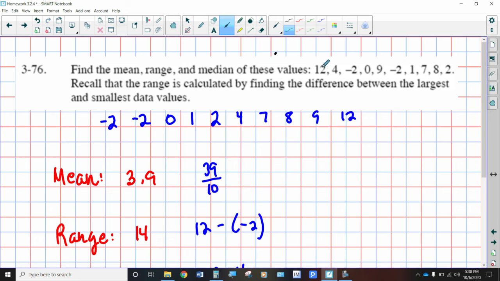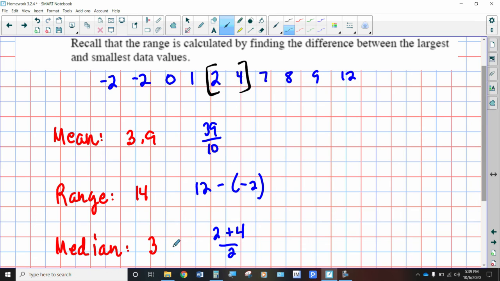Generally, what I do is I count up the number of numbers, 1, 2, 3, 4, 5, 6, 7, 8, 9, 10. And as I account for those numbers, I cross them off my list, and I make sure I've got every single one of them accounted for. And what did I say we had? 10? 1, 2, 3, 4, 5, 6, 7, 8, 9, 10. All right, now the median is the number that's in the middle. But because we've got two numbers in the middle, we have to take the average of those two numbers. So 2 plus 4 is 6, and 6 divided by 2 is 3. So the median is going to be 3.